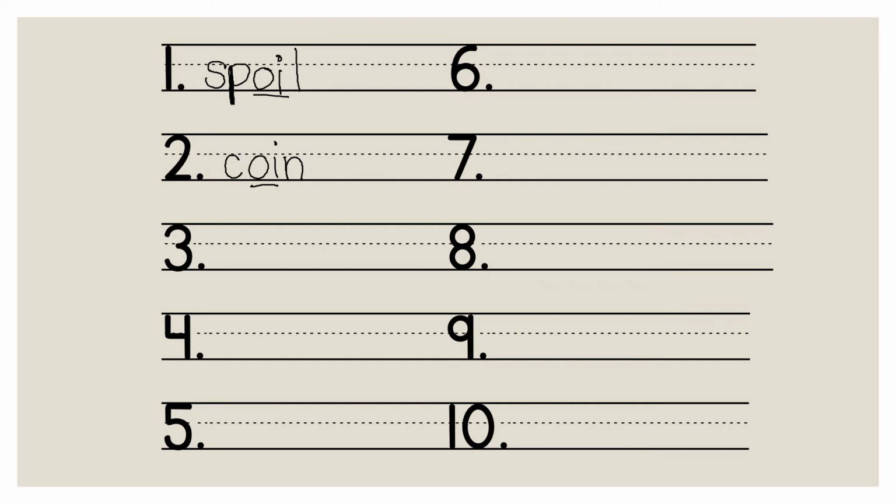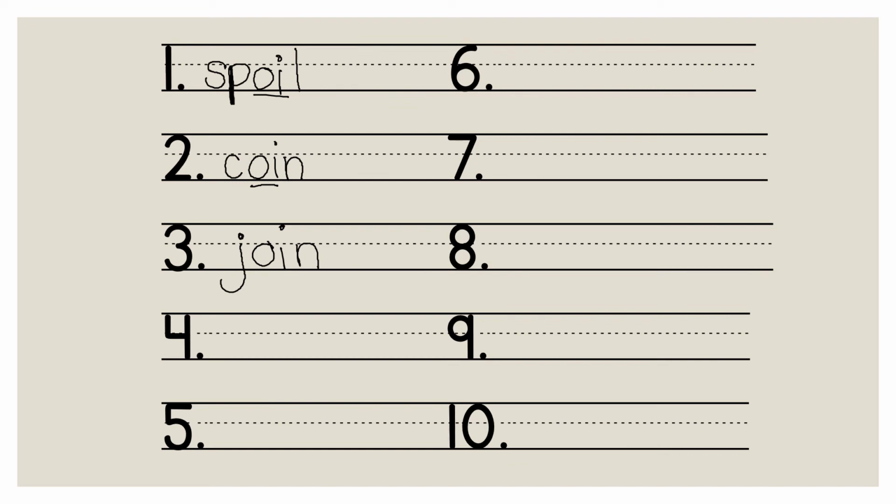Coin, join. They both have oin. They rhyme with each other. J. What letter makes that sound? It is a J. If you accidentally wrote a letter G, then you can erase that G or you can cross it off. Joy, oi. I hear an OI in the middle. Join and an N. So coin and join have the same ending, they rhyme.